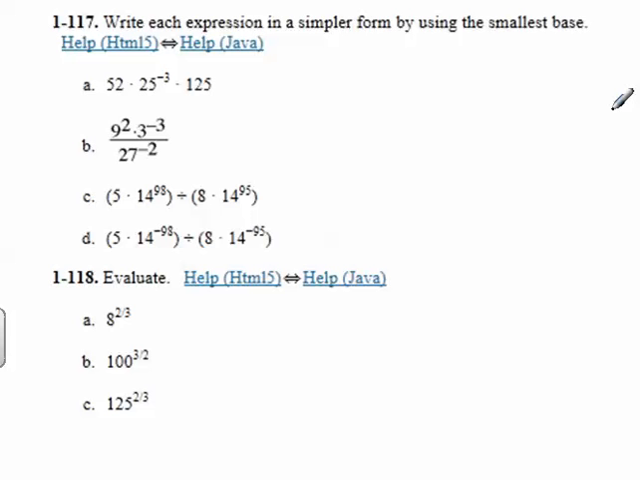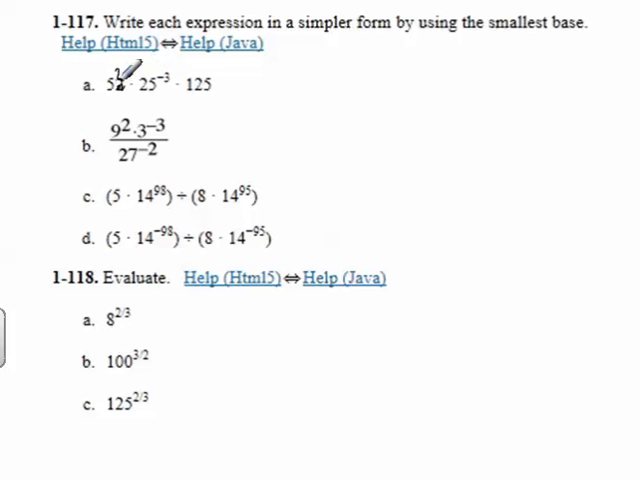Next, our last two. Okay, so a nice review of doing some exponents. So rewrite each expression in a simpler form by using the smallest base. So look at all of these. I got 5 squared, 25, and 125. So what's the smallest common base with all of those? You know what? This right here is a typo. This is supposed to be 5 to the second power. So I see in the textbook it does say 5 to the second power.